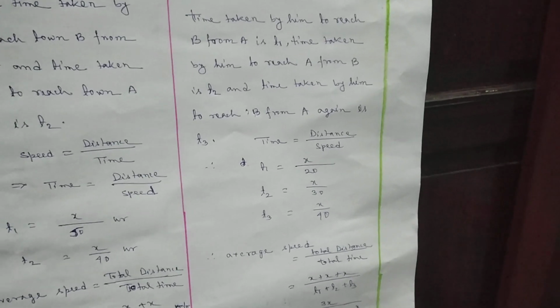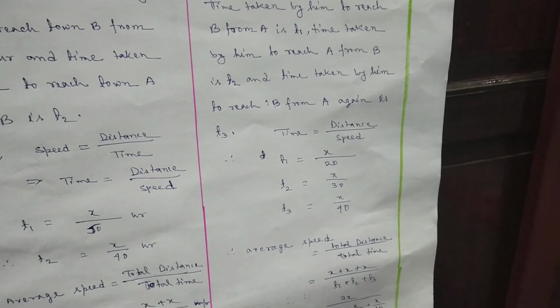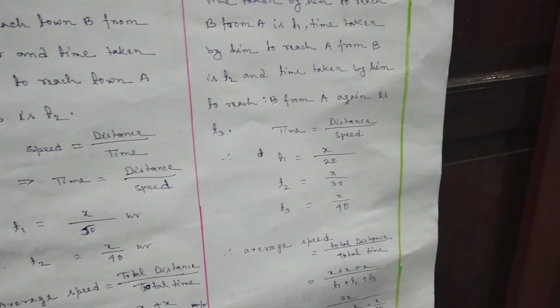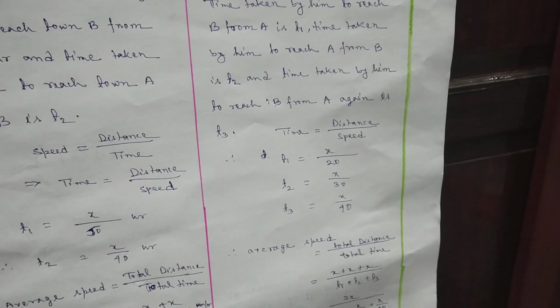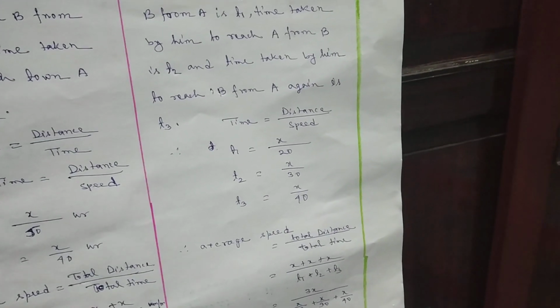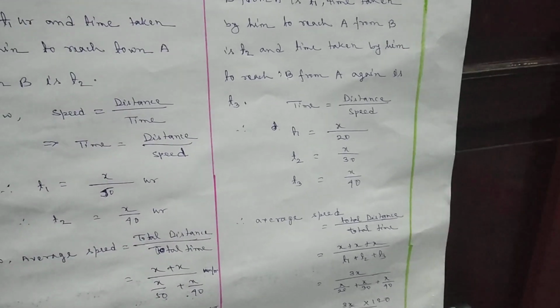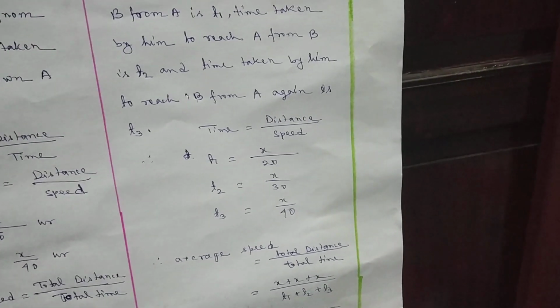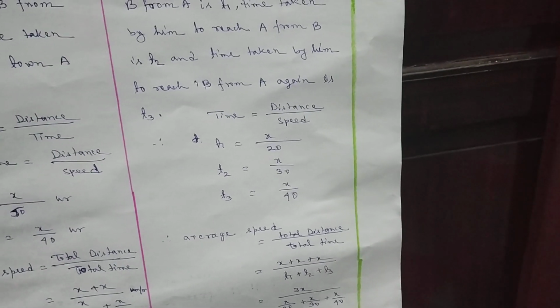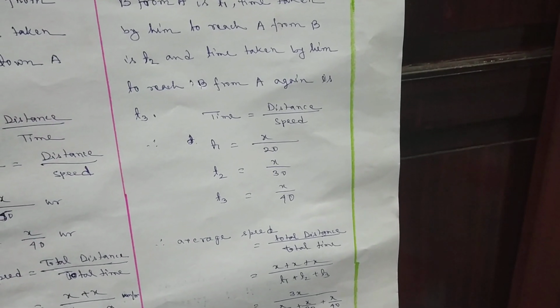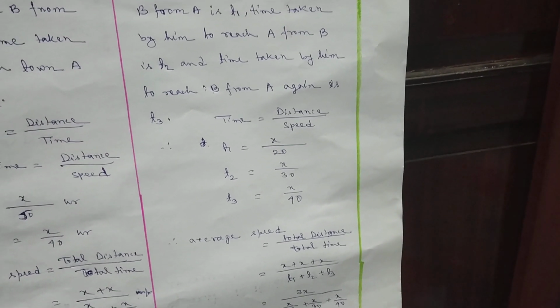Then it comes back from B to A at 30 km per hour. So the time of that journey, that means t2, will be x by 30, and again it goes from A to B at a speed of 40 km per hour. Okay, so that time, that is t3, will be x by 40. Okay, so total time taken for his whole journey is x by 20 plus x by 30 plus x by 40, and total distance covered is 3x.